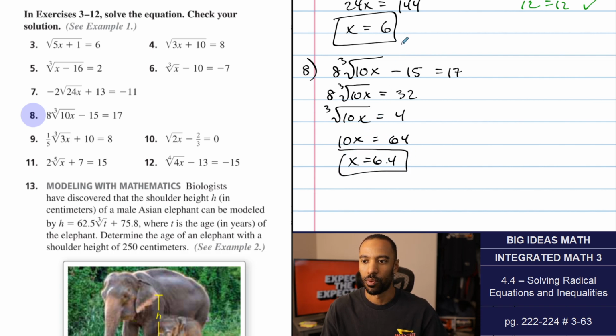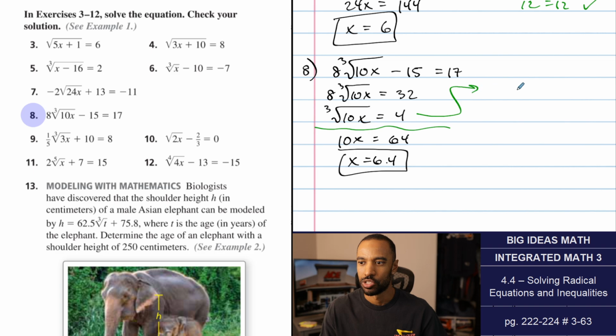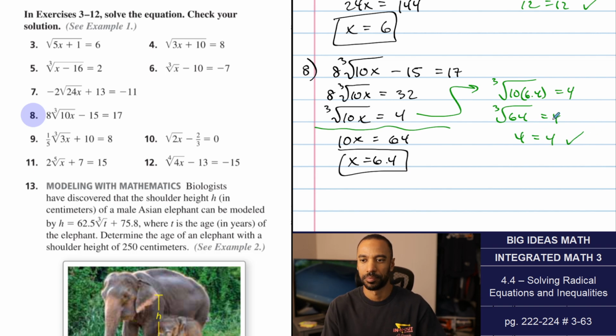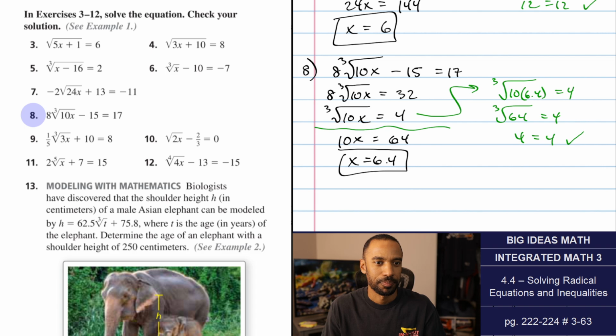Let's double check that one. Once again, you can either plug it into right here, or you can do it prior to cubing, which was this stage, right? This is where the line was drawn. So right here, cube root of 10 times 6.4 equals 4. Cube root of 64 equals 4, and that is true. We're all good. Okay, number 9.